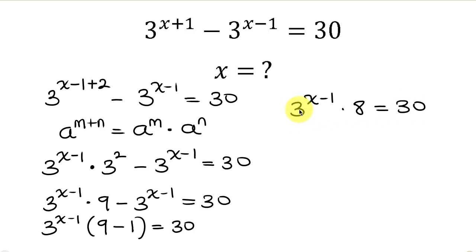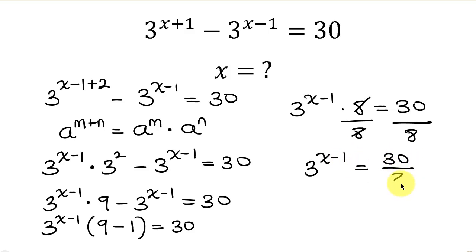Now, in order to isolate 3 to the x minus 1, I have to divide both sides by 8. So I'll divide the left by 8, I'll divide the right by 8. Now notice that this 8 cancels out this 8, leaving behind 3 to the x minus 1 to be equal to 30 all over 8. Now we can actually break this down. 2 can divide. So 30 divided by 2 is 15. 8 divided by 2 is 4. So this is reduced to 3 to the x minus 1 to be equal to 15 all over 4.